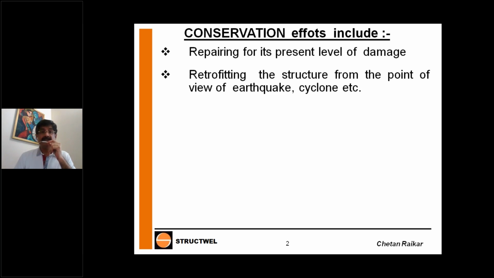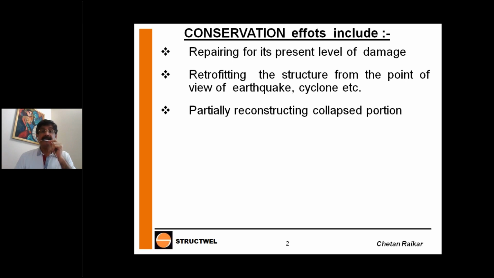Next, conservation efforts include retrofitting the structure from the point of view of earthquake, cyclone, floods, and other natural calamities. Retrofitting is purely a job of a structural engineer. The word retrofitting means you are upgrading the strength of the structure to take care of the additional stresses or loads exerted by the natural calamities. This is the job of a structural engineer.